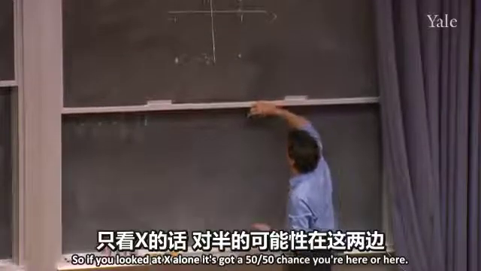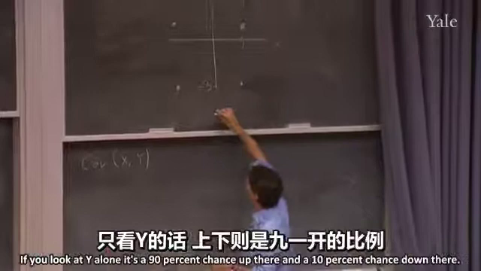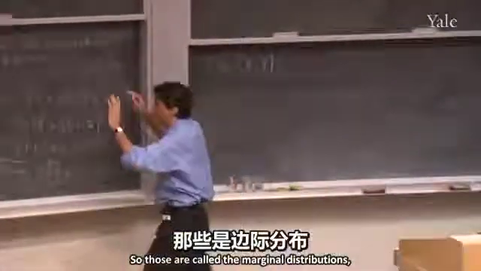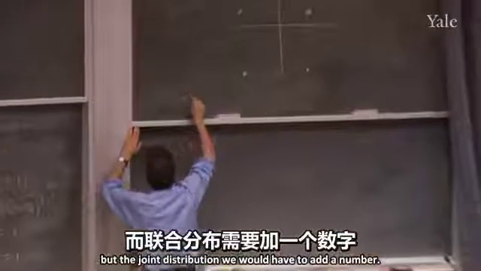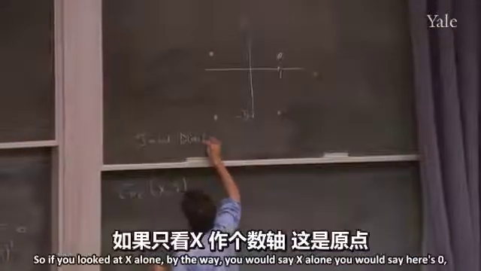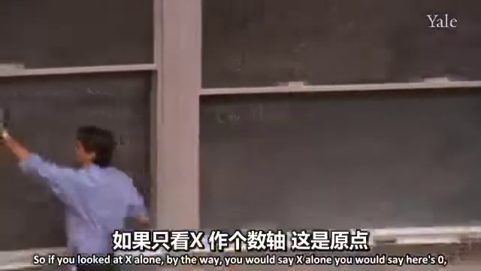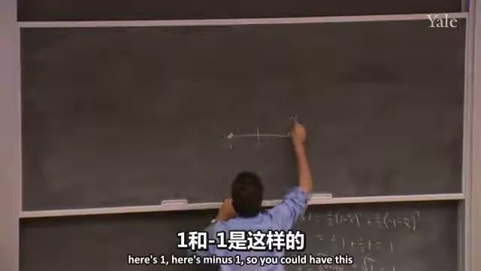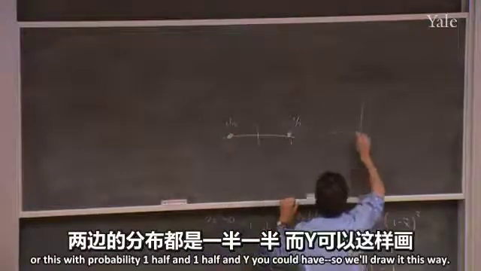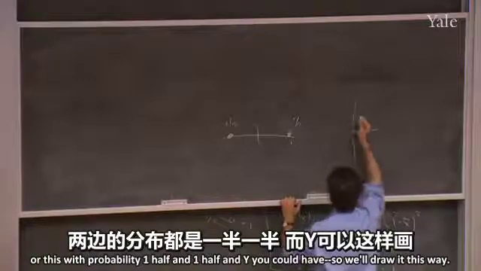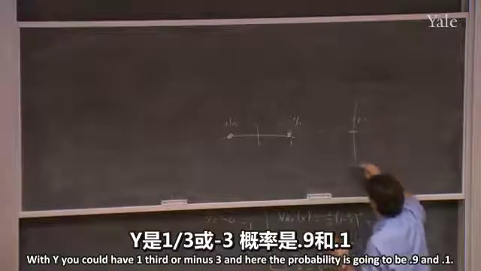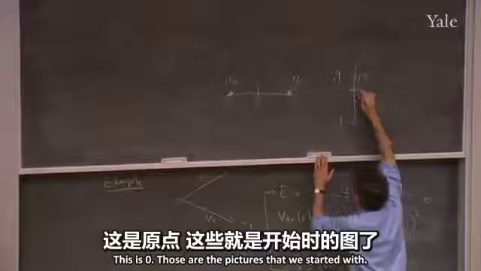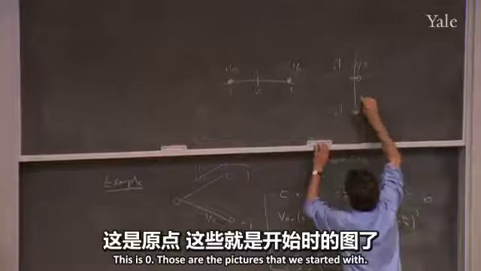If you looked at x alone, it's got a 50-50 chance you're here or here. If you look at y alone, it's a 90% chance up there and a 10% chance down there. Those are called the marginal distributions. But for the joint distribution, we would have to add a number. So if you looked at x alone, here's 0, here's 1, here's minus 1, and you could have this or this with probability a half and a half. With y, you could have a third or minus 3, and the probability is 0.9 and 0.1. Those are the pictures that we started with.